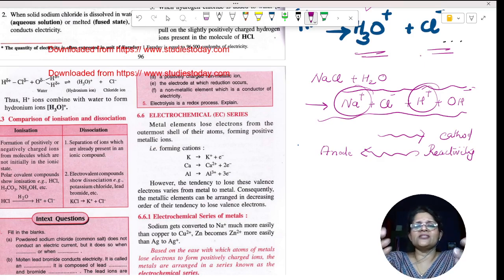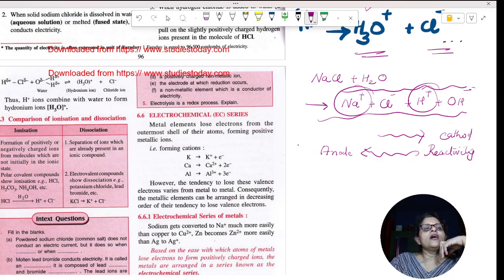You might feel that it is all theory and you don't need it. No, this is a very important chapter. Different kinds of questions will be asked from it, and these are the most important ones. So ionization and dissociation: we have already studied that ionization happens in polar covalent bonds, and dissociation only happens in ionic bonds.